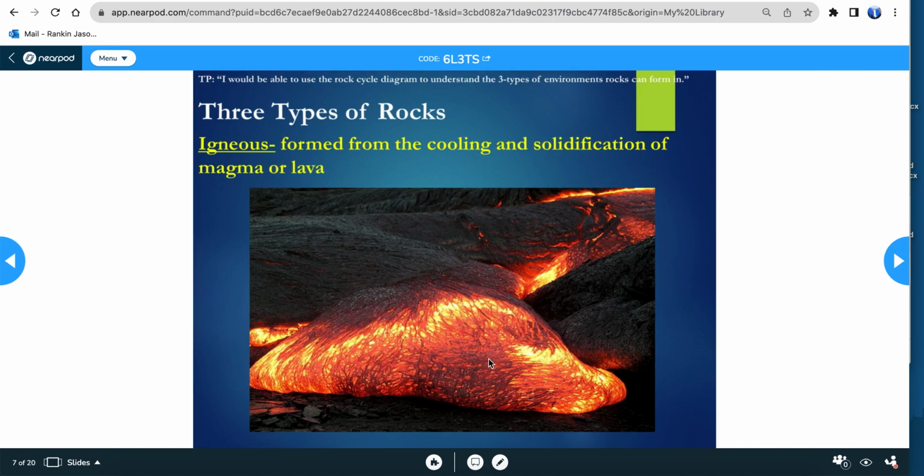All right, a few definitions. We have igneous, formed from the cooling and solidification of magma or lava.